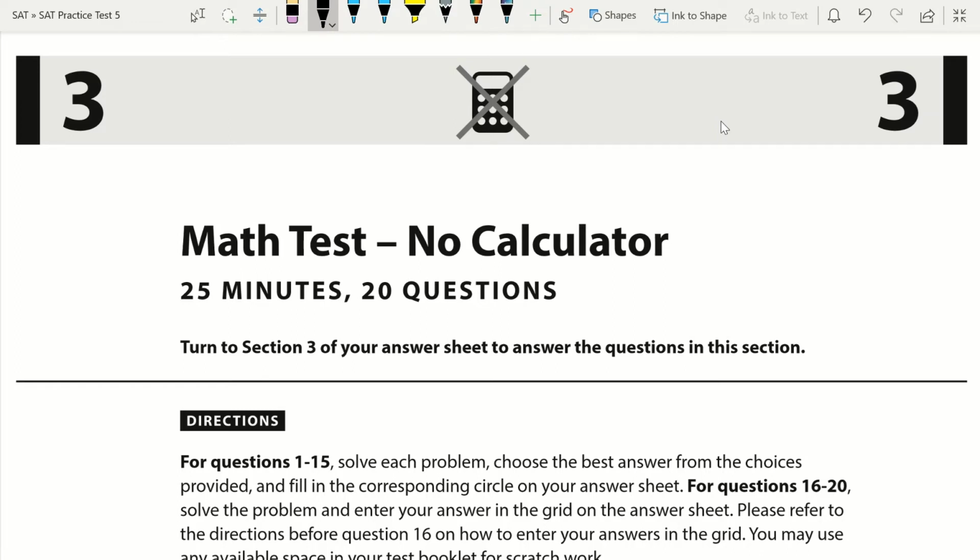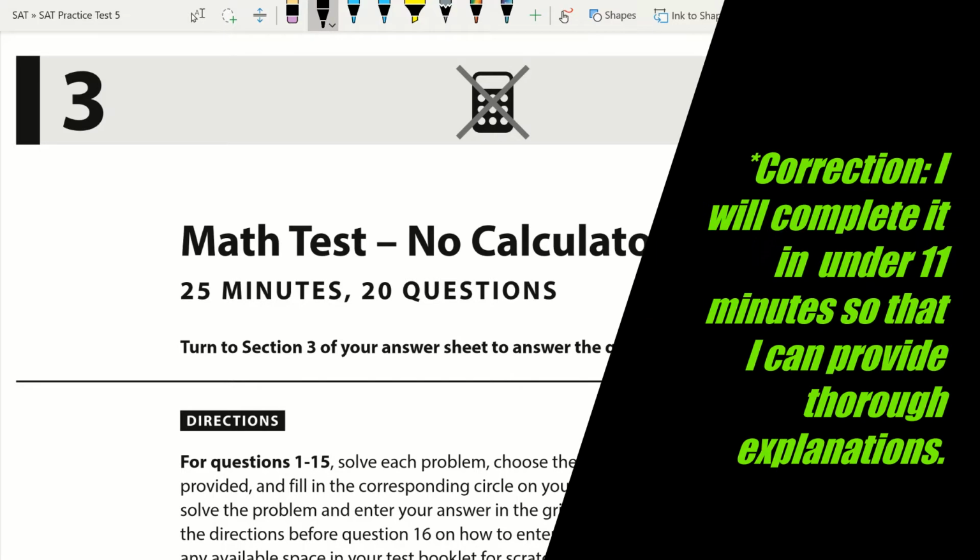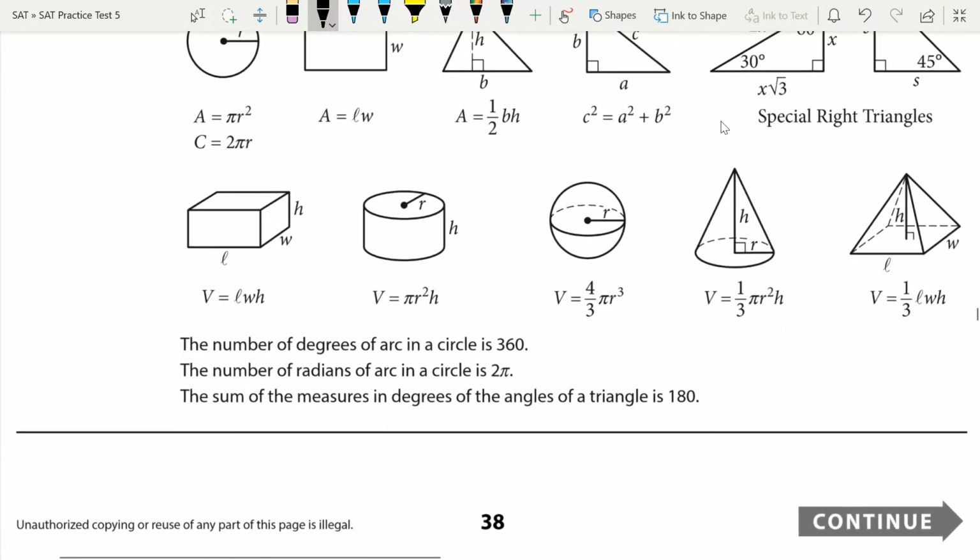Today I'll be taking you through the Math No Calculator section of SAT Practice Test 5. I'll be completing this in under 10 minutes to show you how to move efficiently and quickly on the Math No Calculator section. So let's go ahead and get started with question 1.